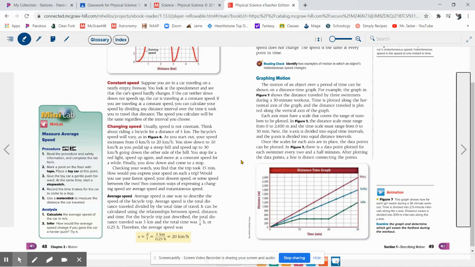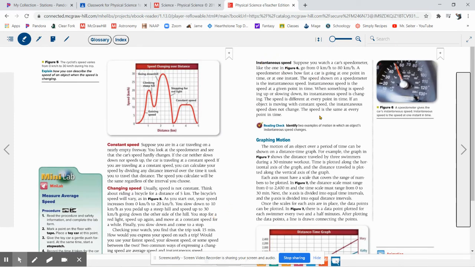Changing speeds. Whether you're on your bike, walking, running, jogging, or in a car, your speed changes all the time. Since it's changing all the time, it's hard to say what my speed is right now, or what the speed is here and there. So what we usually deal with is average speed. Average speed is one way to describe the speed of a bicycle trip. Average speed is the total distance divided by the total time of travel. This is what we usually work with.